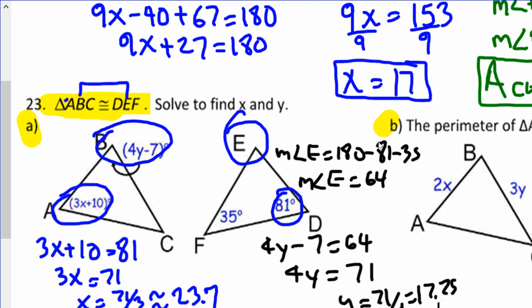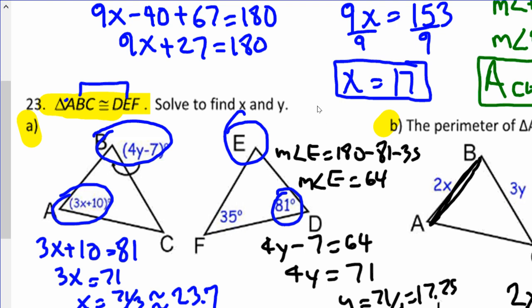Okay, so now let's look at what sides are congruent to what sides. AB, the first two letters, is congruent to side DE, the first two letters of the second part. So then we can say that the measurements are equal. So 2x is equal to 18. Divide by 2 on both sides, and we get x equals 9.